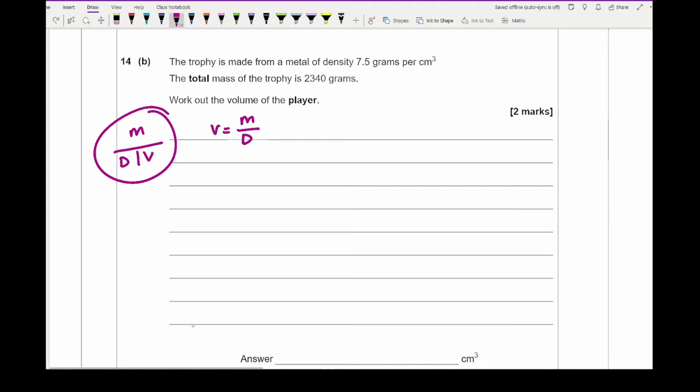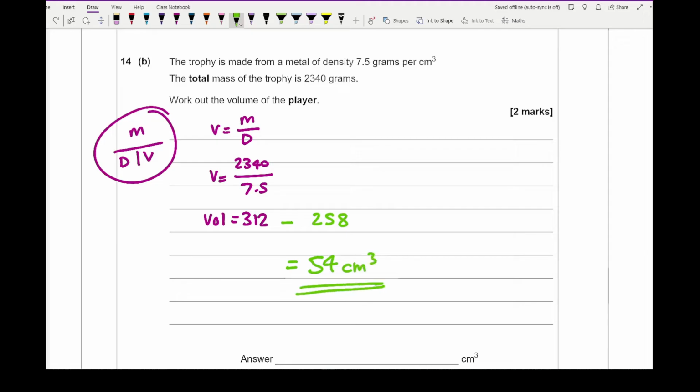So to work out the volume, it's going to be 2,340 divided by the density, which is 7.5. So the volume is going to be equal to 312. Now from this, what we then need to do is subtract this from the stand, which is 258, and that gives me an answer of 54, and that's going to be centimetres cubed. And there we go.